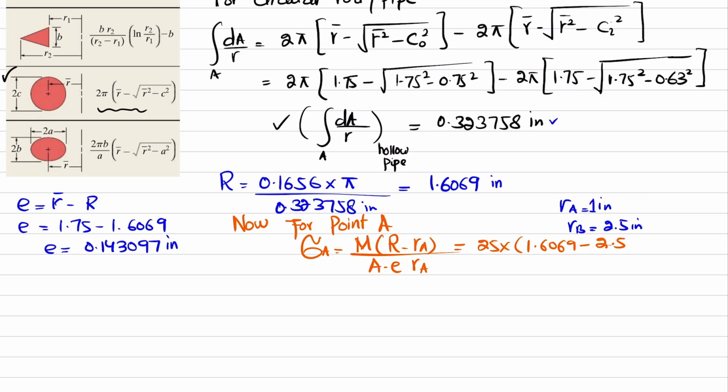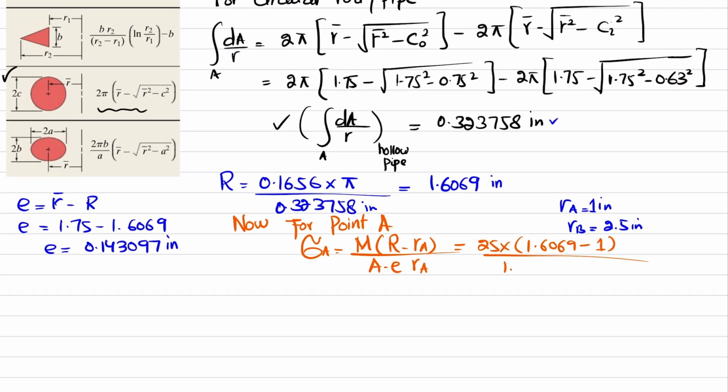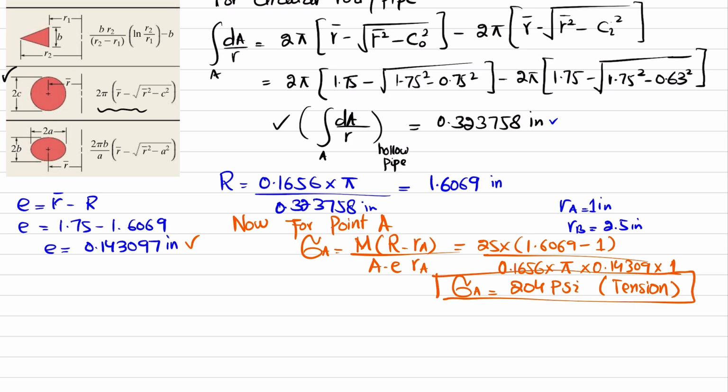Okay, so let me correct it. This is 1 inch. Divide by area. So area is 0.1656 multiplied by pi. E is this one, 0.143097 multiplied by RA is 1. So when you solve this, you will get stress at point A will be 204 psi. As the value is positive, it means that point A is in tension. This is the value of point A.